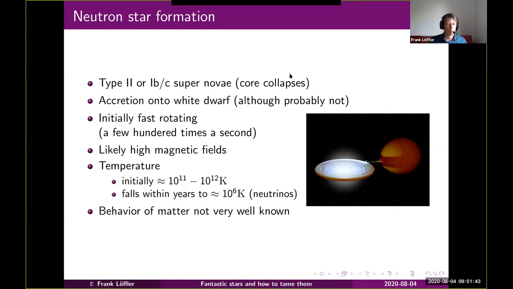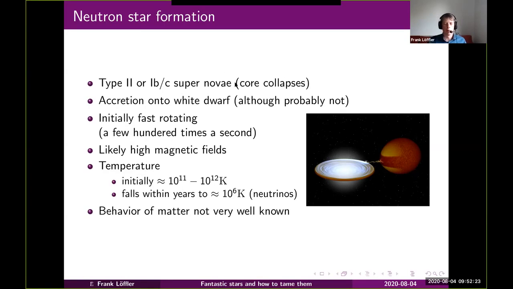Now, I already told you they likely have high magnetic fields, and we'll get to that. Just keep that in mind. They are rotating and they likely have high magnetic fields. The temperature, because of that type of formation, is initially really hot, 10 to the 11, 10 to the 12 Kelvin. But within a few years, it falls to maybe 10 to the 6 Kelvin or so. So they are initially quite fast cooling. I mean, fast because it's years, not hundreds or millions of years. And again, the behavior of matter, even during formation, is not very well known.